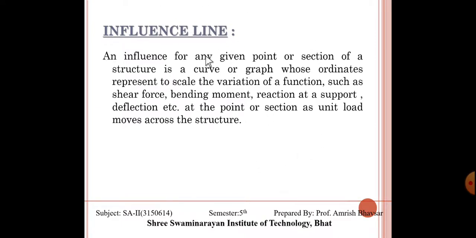An influence line for any given point or section of a structure is a curve or graph whose ordinates represent to scale the variation of a function such as shear force, bending moment, reactions at support, deflection, etc., at a point or a section as a unit load moves across the structure. As I said, it is not constant, it fluctuates from point to point.